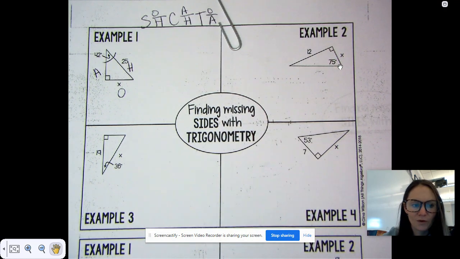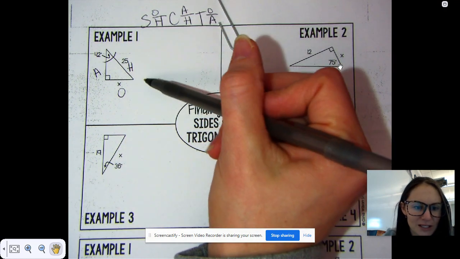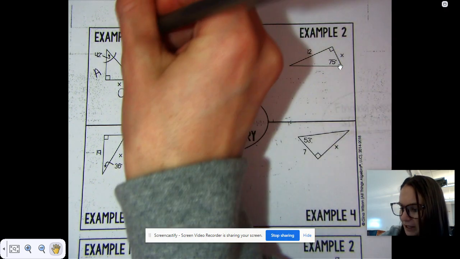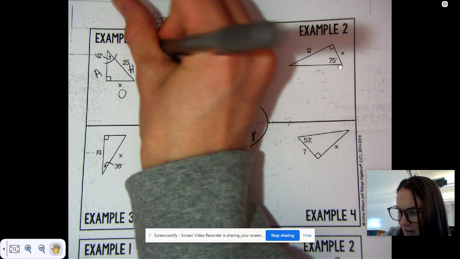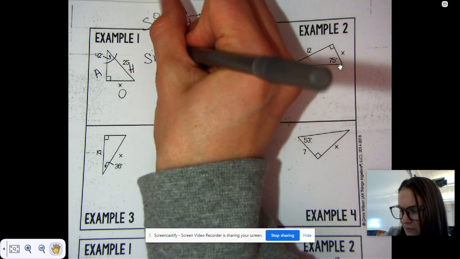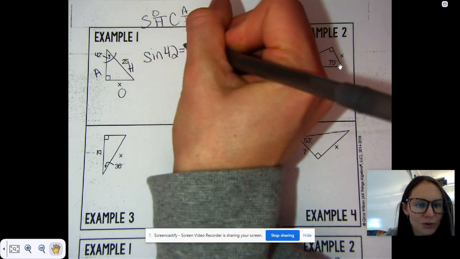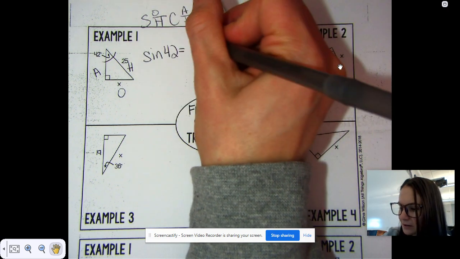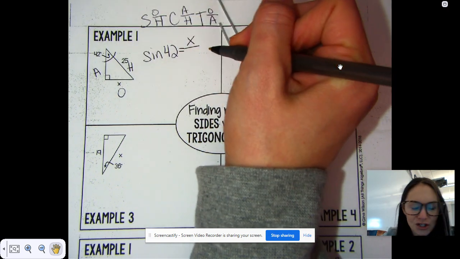Okay. From here, I see that I have pieces with my O and H, which represents sine. So I'm going to write it like that. Sine 42 is equal to, and then I need to put O over H. So O is X, H is 25.